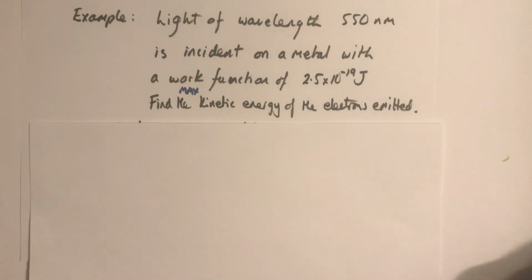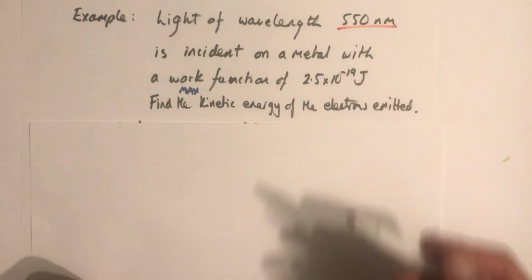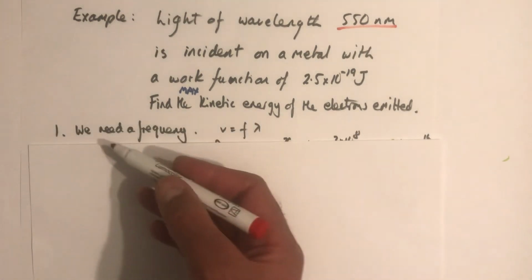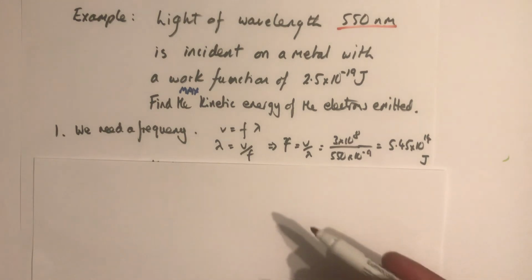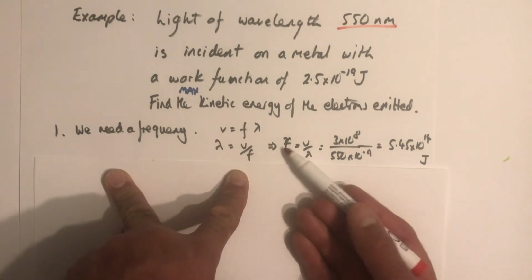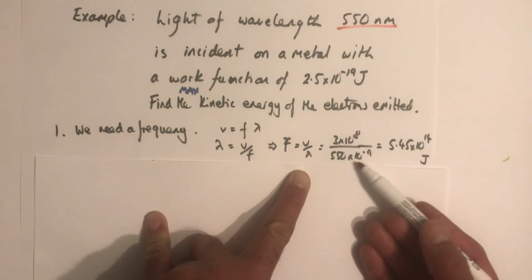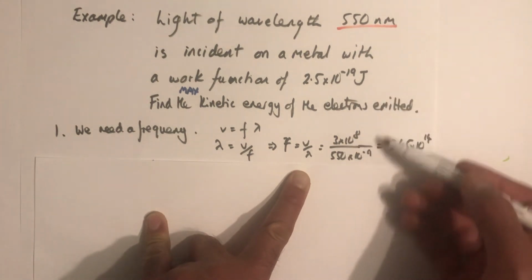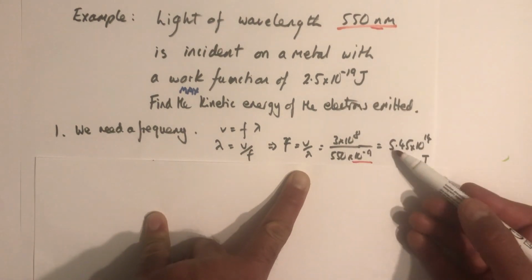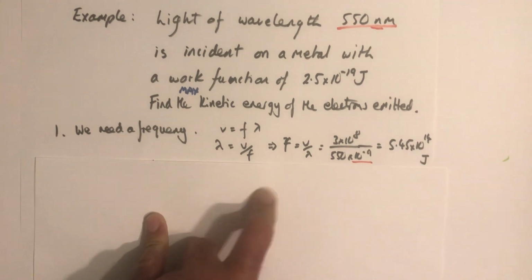Now, step 1. This question is a little bit awkward in that it's given us a wavelength when everything about this is about frequency. So I would start off by saying, okay, we need a frequency, so let's change it over. v equals f lambda, lambda equals v over f, not useful. f equals v over lambda. Speed of light I know. Wavelength taken from there, nano, 10 to the minus 9. So I get 5.45 times 10 to the 14 hertz.